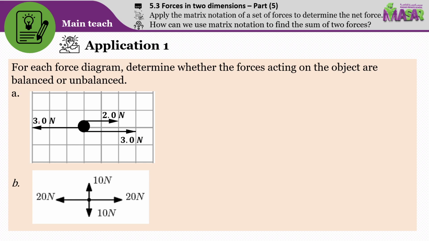As we can see here in part A, we have two forces acting to the right, 2 and 3. If we add them together, we will get 5 Newton to the right. On the other hand, we have only one force acting to the left with a magnitude of 3 Newton, which means right does not equal left. So they are unbalanced forces along the horizontal.